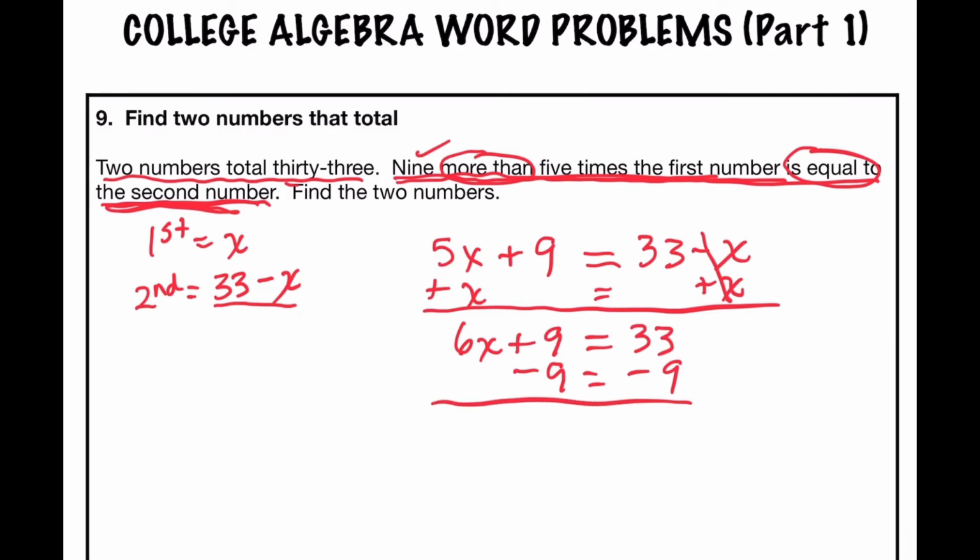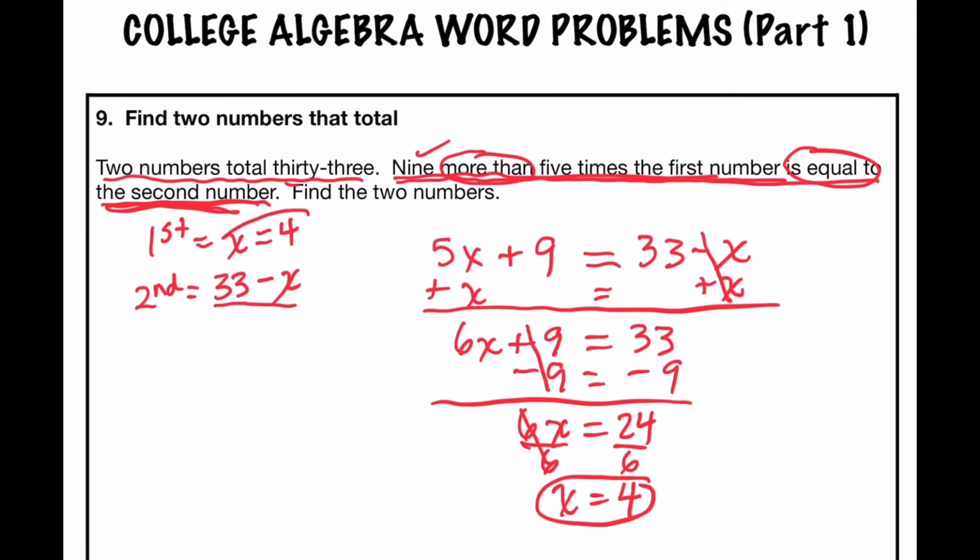So 9 minus 9 is 0. 0 plus 6x is 6x. And 33 minus 9 is 24. I'll divide both sides by 6 in order to make my coefficient equal to 1. 6 divided by 6 is 1x, and 24 divided by 6 is 4. So x equals 4, which means my first number is 4. My second number will be 33 minus 4, or 29. So my first number is 4, and my second number is 29.